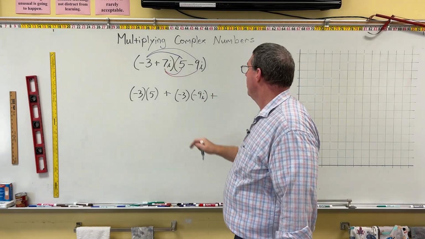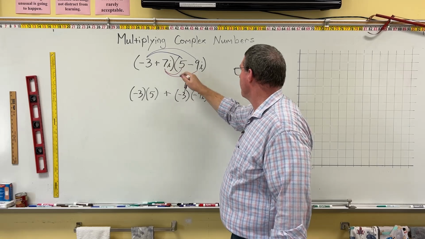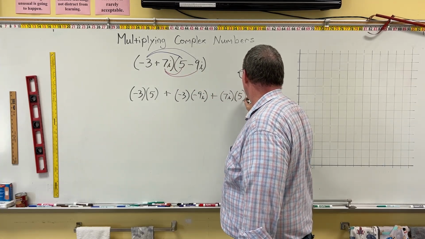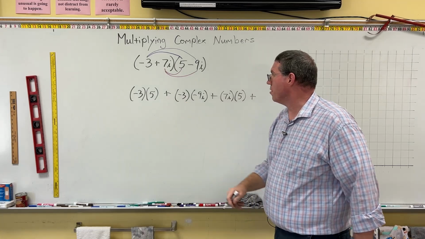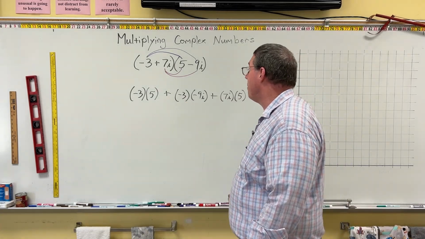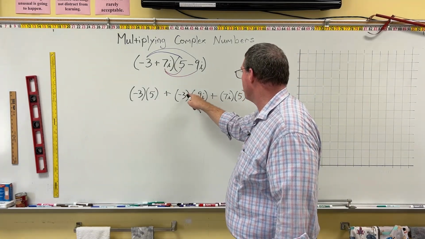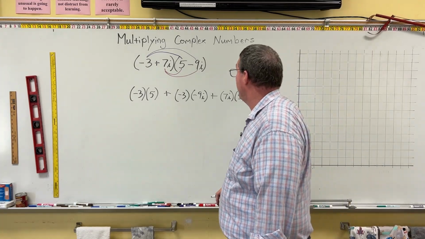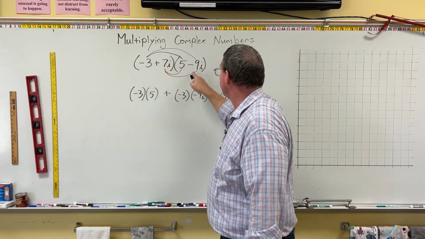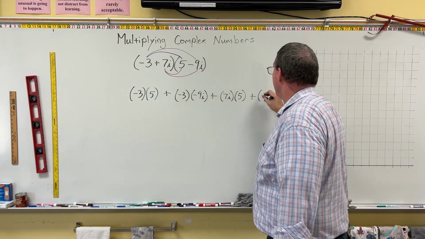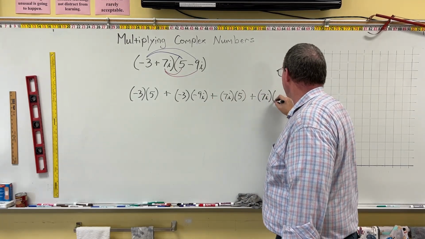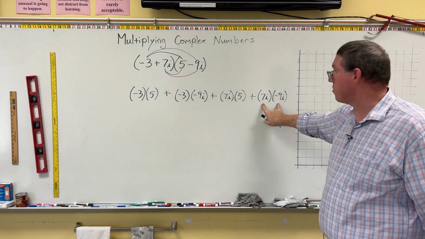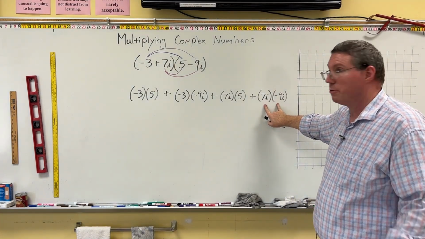Then we're going to do the valleys. 7i times 5, plus. Always a plus. If it's going to become a minus, it'll become a minus after we multiply things, and we'll get a negative value. Then we have 7i times negative 9i. This one is important. This one's tricky. This is the trick to the whole problem. I'll show it to you in a minute.